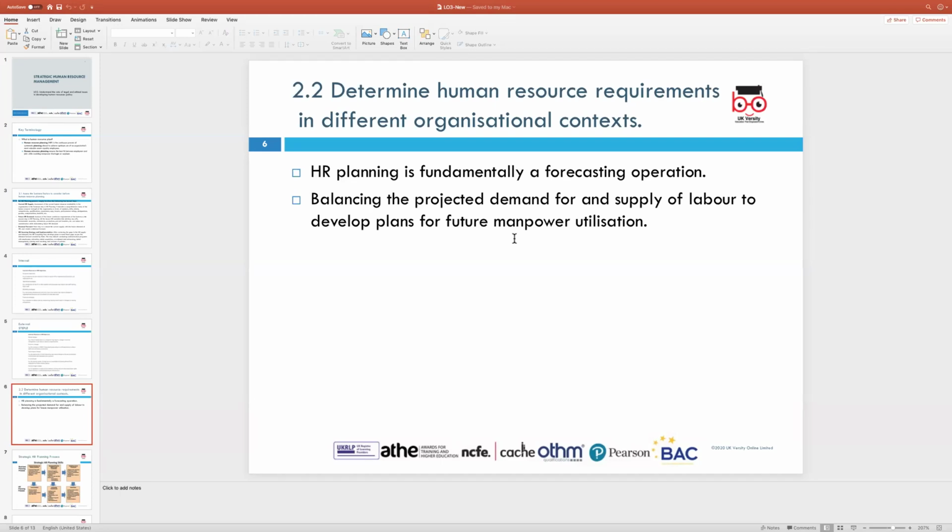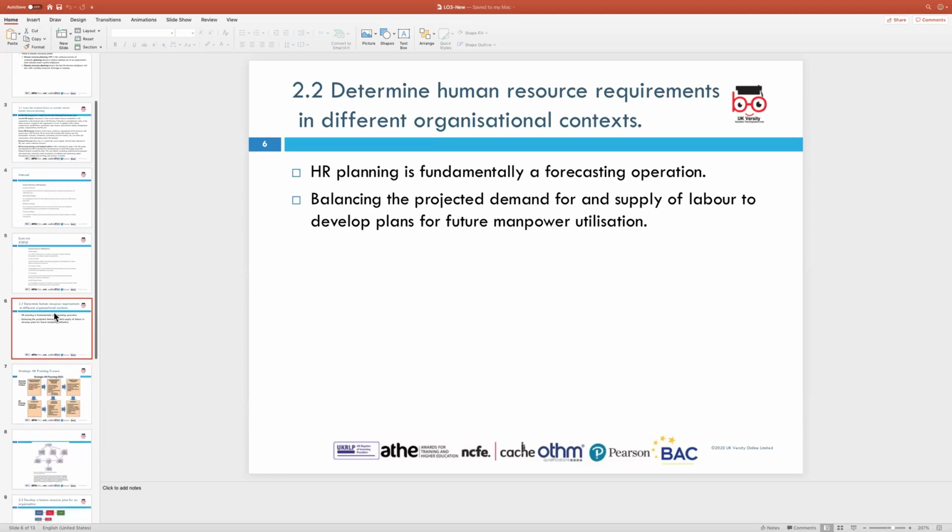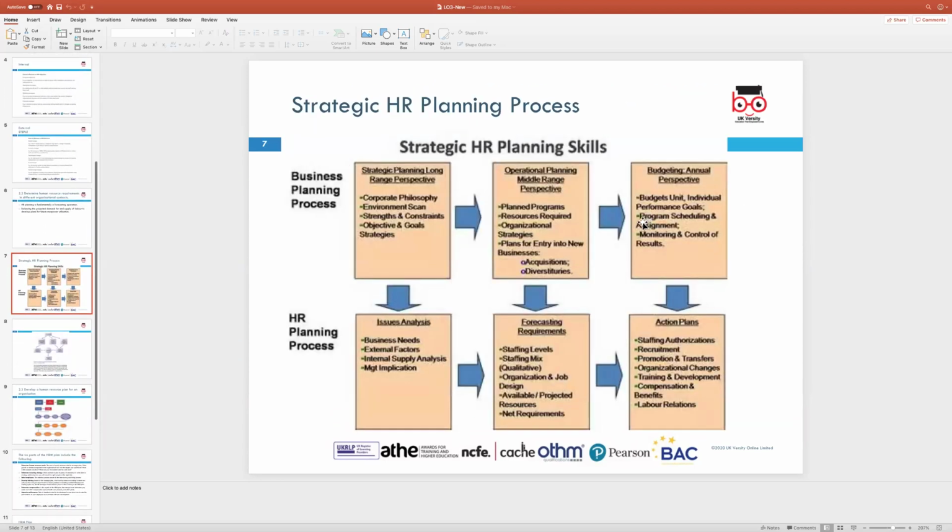And then again, as we spoke about, they need to see the demand of the employees that they already have, the supply to the labor market. That's obviously going on. Just going to show you this table that will help you understand. So there's a proper business planning process.